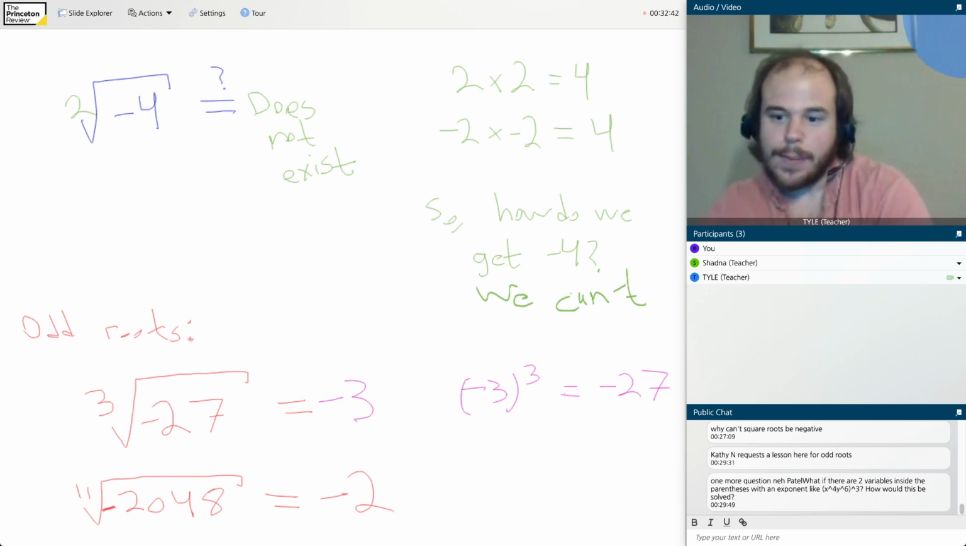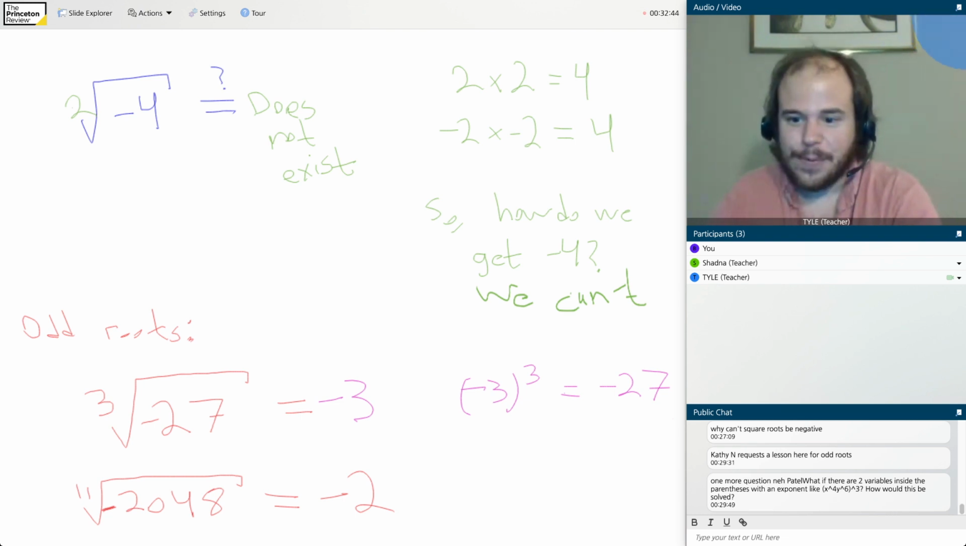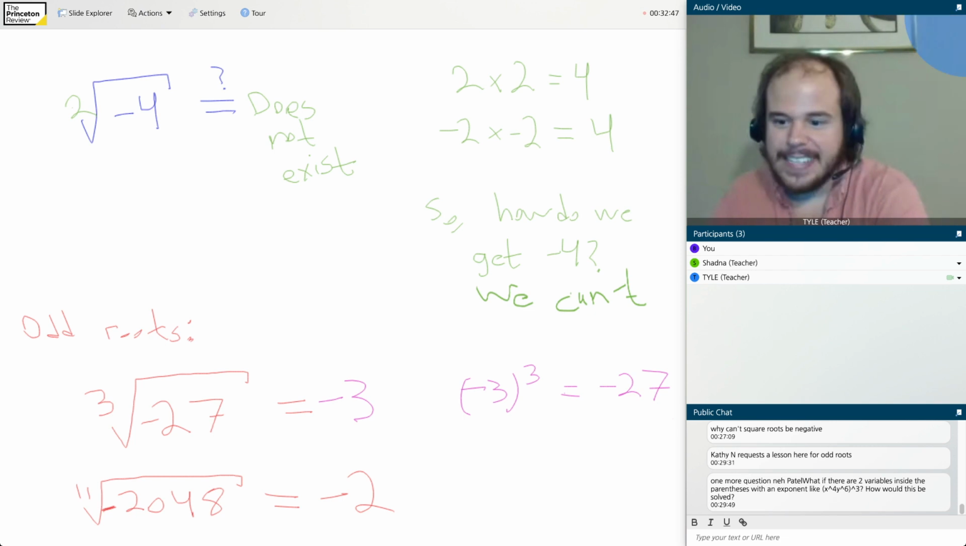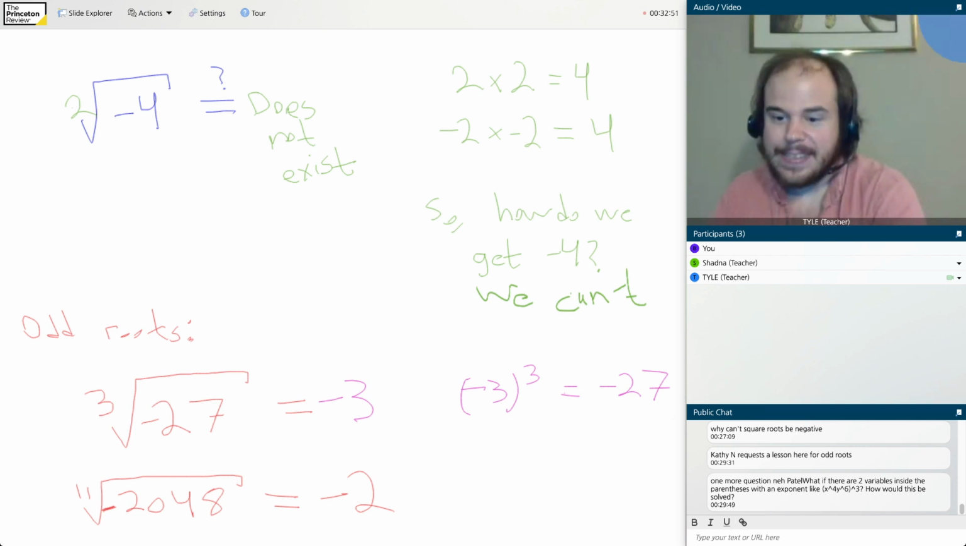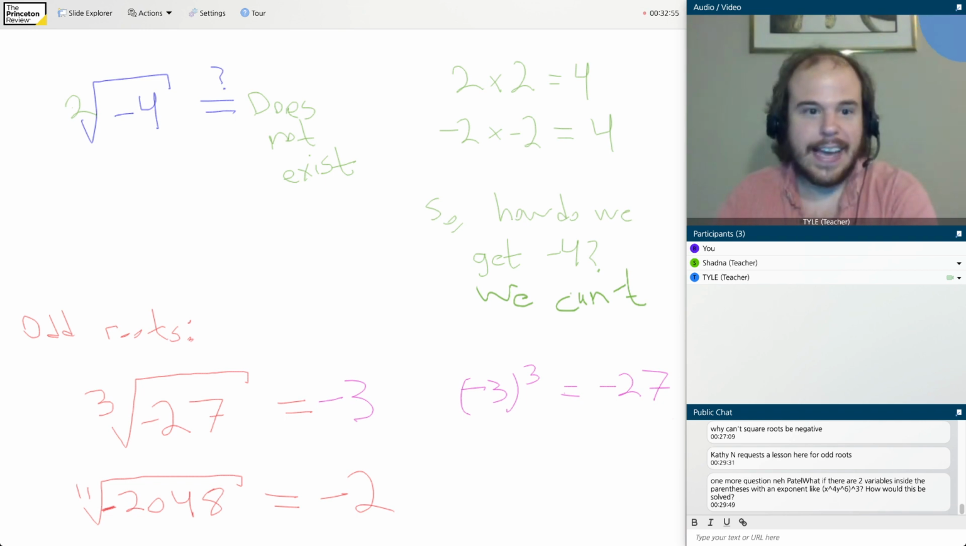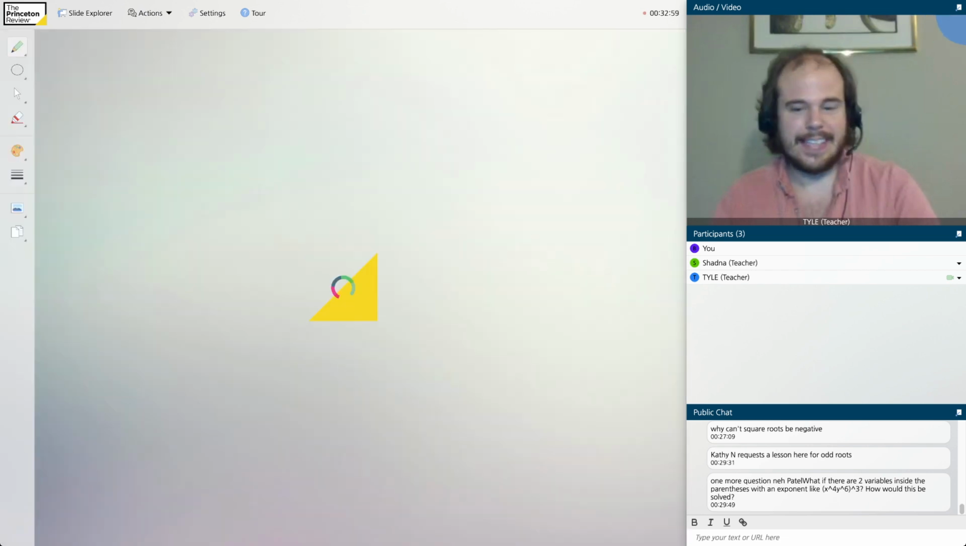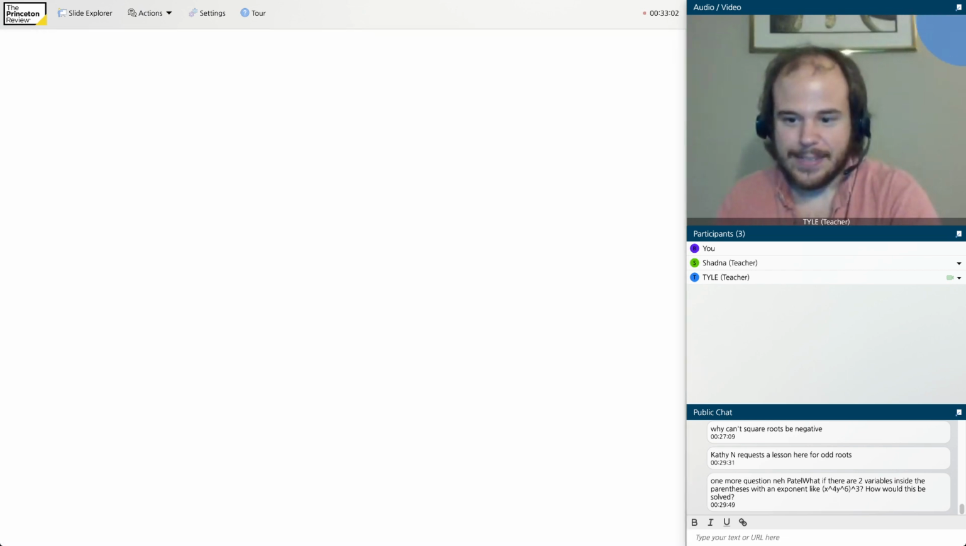Let me know about follow-up questions, but I have one more, and then I will wrap it up with this one. So Patel asks, or maybe, yeah, I think Patel looks like the name that was copied here. What if there are two variables inside the parentheses with an exponent? Okay, this is a great question. So I'm going to add a new whiteboard to work on this one.